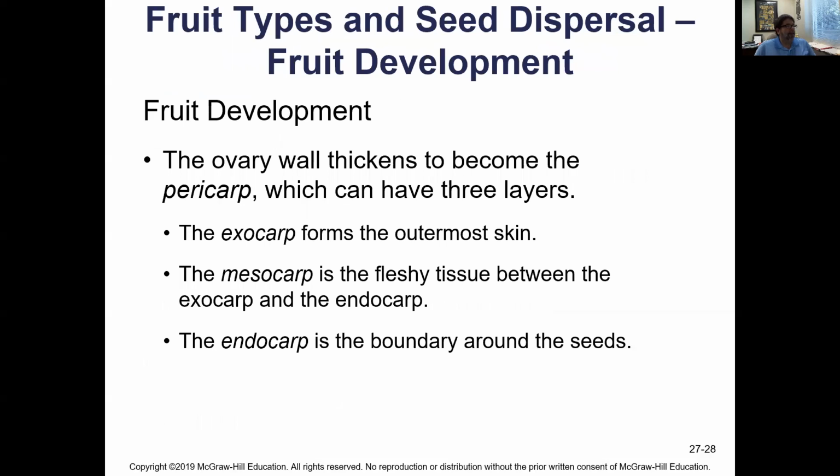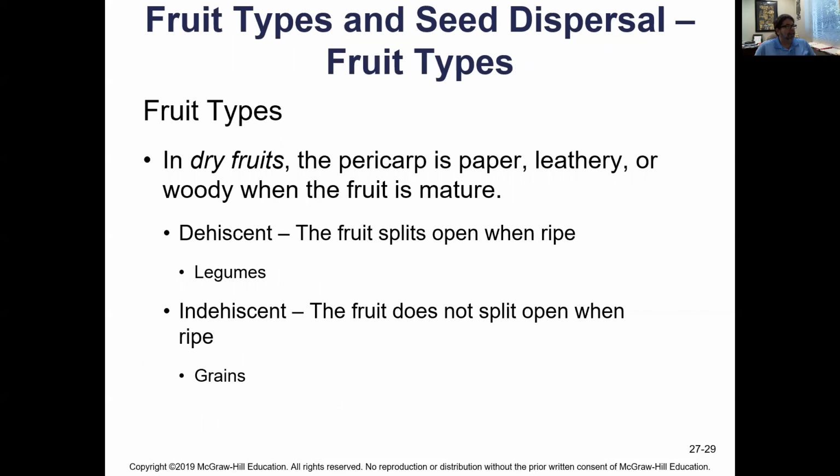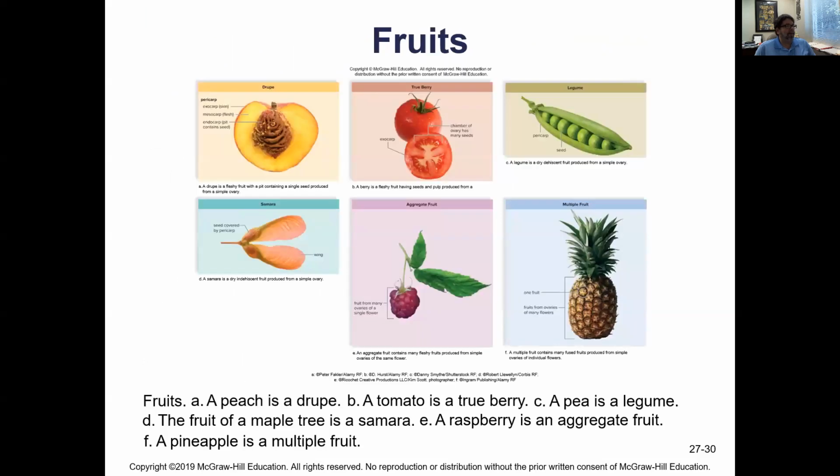They can have a thick pericarp. An exocarp forms the outermost skin, mesocarp is the fleshy tissue between the exocarp and the endocarp, and that's the boundary of the seed. Then there are dry fruits, like the beans and some of our grains. Two types there: one where the fruit splits open when ripe, and one where the fruit does not split open. At the top there is a peach, which is a drupe. A tomato is a true berry. A legume is a bean, the pea with that fruit.